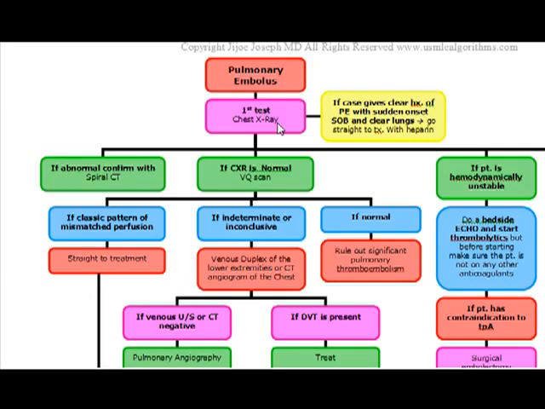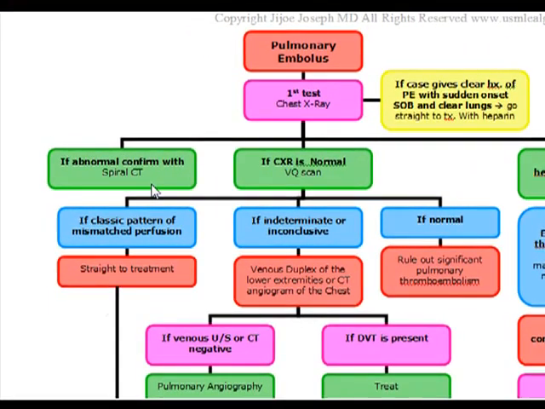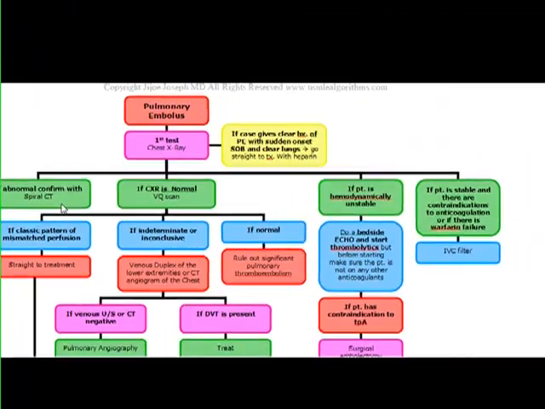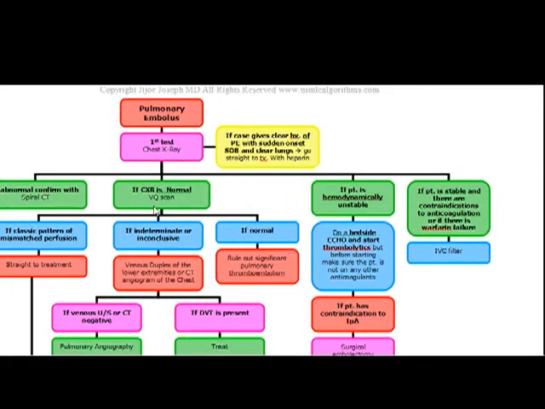Now, like I said, chest x-ray is usually normal, but once in a while it may be abnormal. And by abnormal, I mean you may actually see a wedge-shaped infarct due to pulmonary infarct. If the chest x-ray is abnormal, it's rare, you're going to confirm this with a spiral CT. If the chest x-ray is normal, which is oftentimes the case, you're going to do a VQ scan. So your first is chest x-ray. If abnormal, confirm with a spiral CT. If normal, which is usually the case, confirm with a VQ scan.